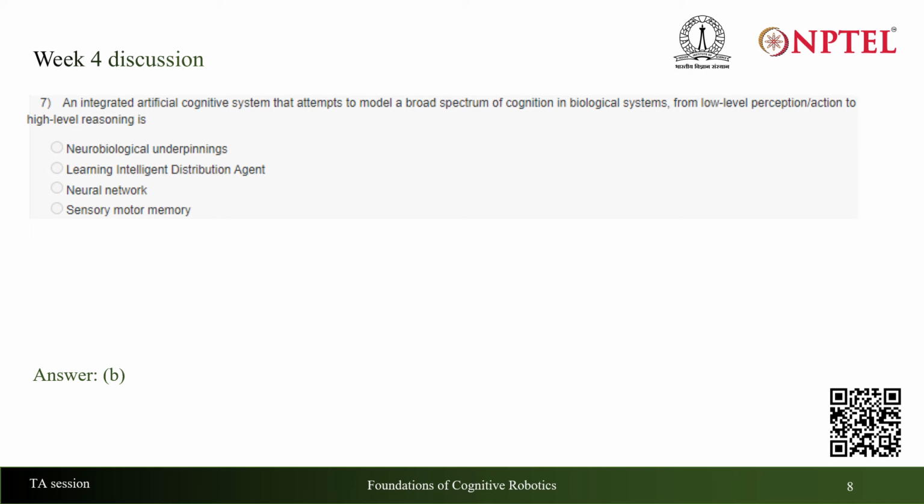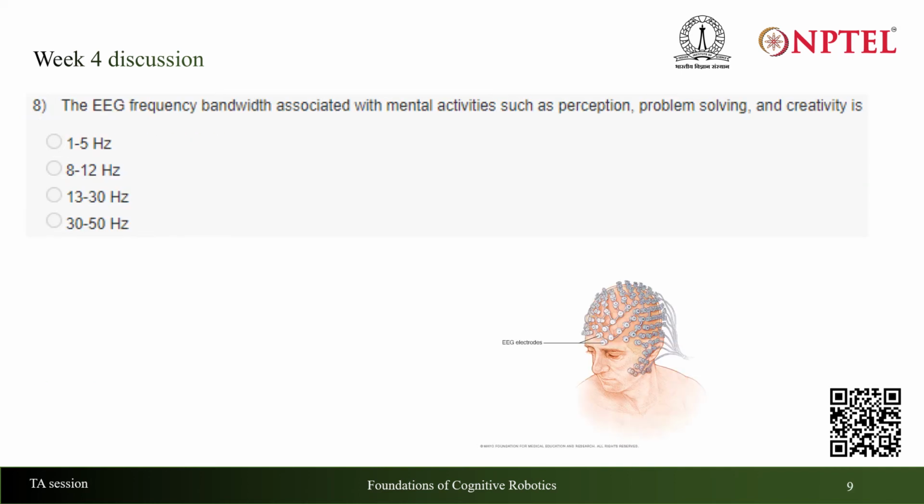Coming to the seventh question, an integrated artificial cognitive system that attempts to model a broad spectrum of cognition in biological systems, from low-level perception to high-level reasoning, is: neurobiological underpinnings, learning intelligent distribution agent, neural network, or sensory motor memory. So the right answer is option B, the learning intelligent distribution agent.